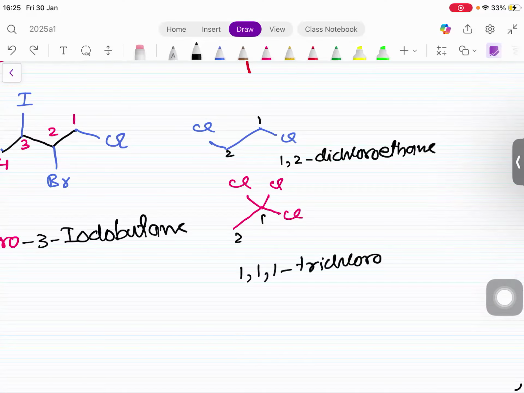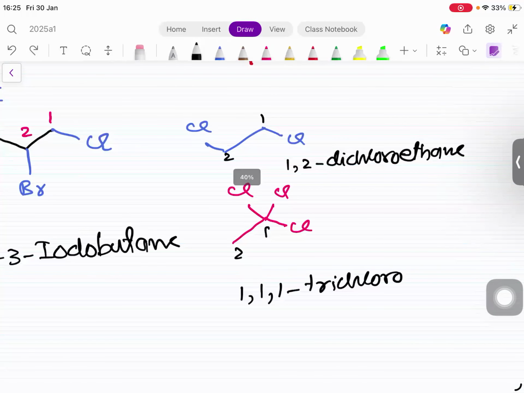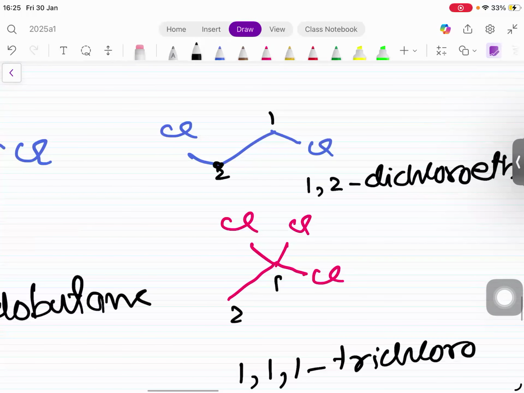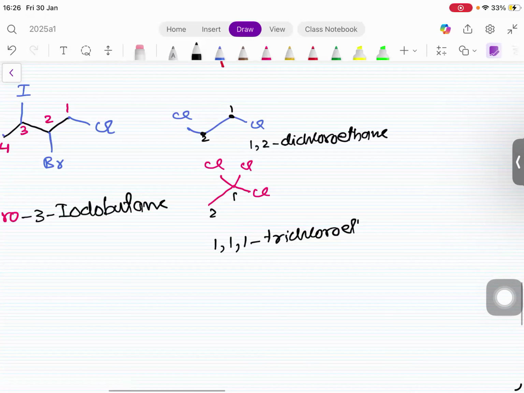Ethane. Sir, look at this one here. How many carbon? Here is the carbon and here is the carbon. That's it. Yeah. 1, 1, 1 trichloro ethane.